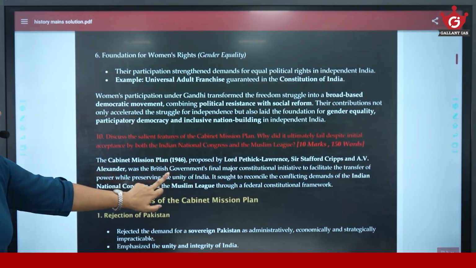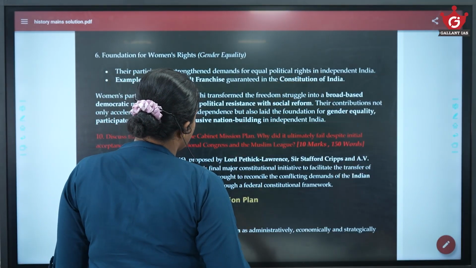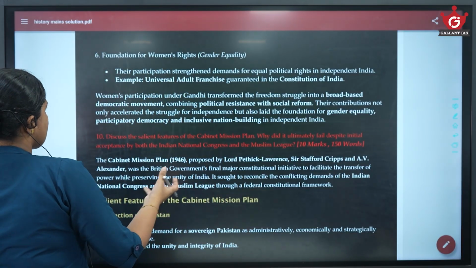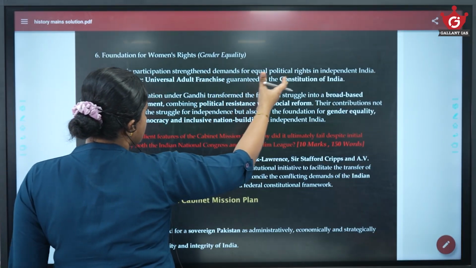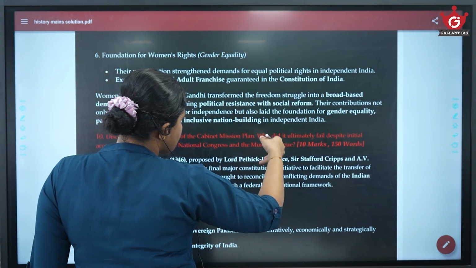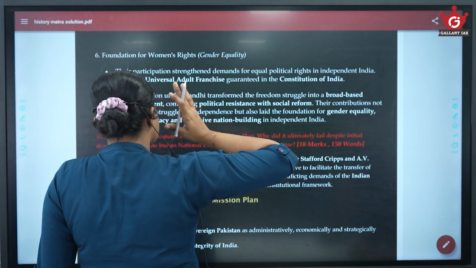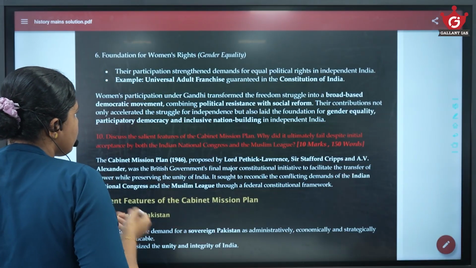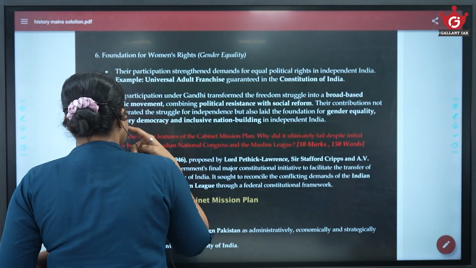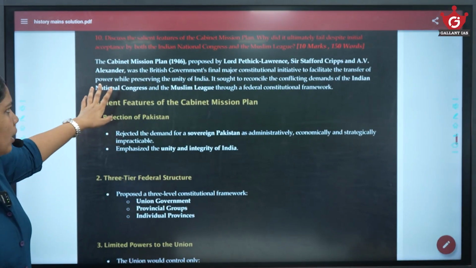Next is the foundation of women's rights. For example, universal adult franchise was guaranteed to women in the Constitution of India. You can write about it. So, conclude very optimistically: women's participation under Gandhi transformed the freedom struggle into a broad-based democratic movement combining political resistance with social reform. Their contributions not only accelerated the struggle for independence, but also laid the foundation of gender equality. This is the keyword. Participatory democracy, another keyword, and inclusive nation building in independent India. So prepare this kind of conclusions beforehand.